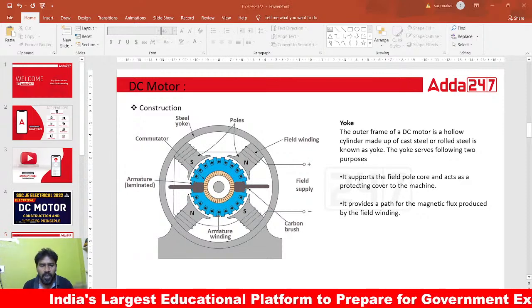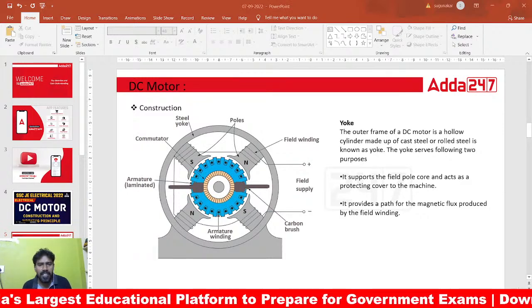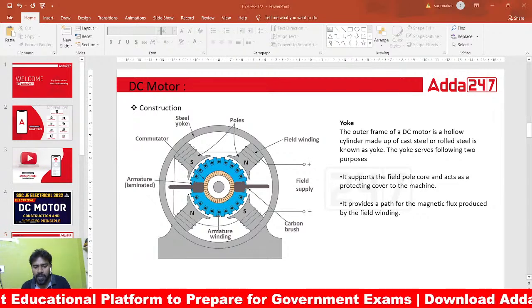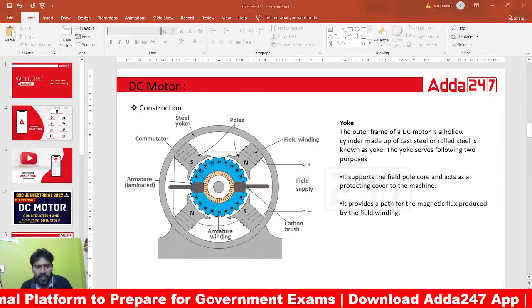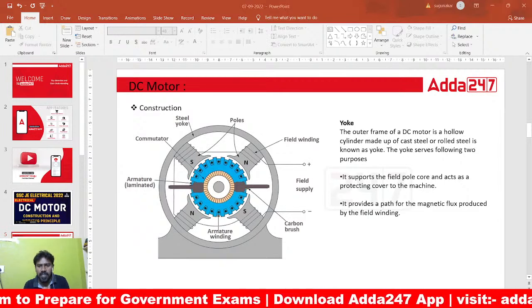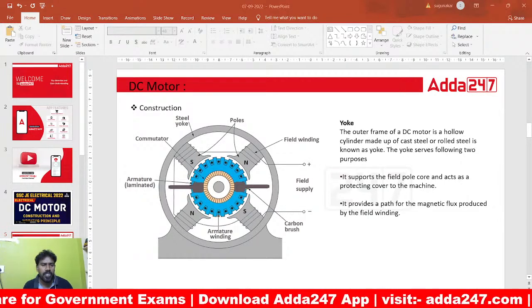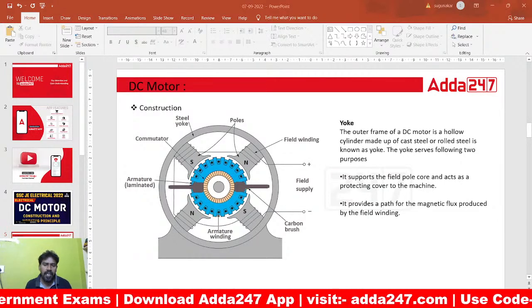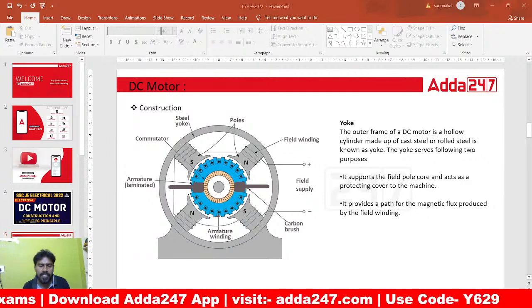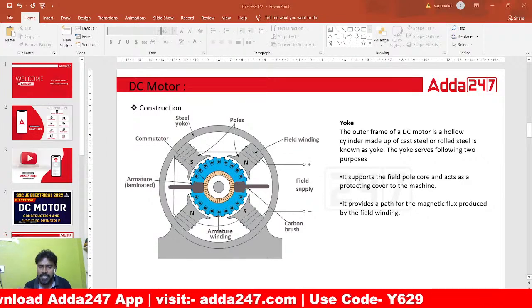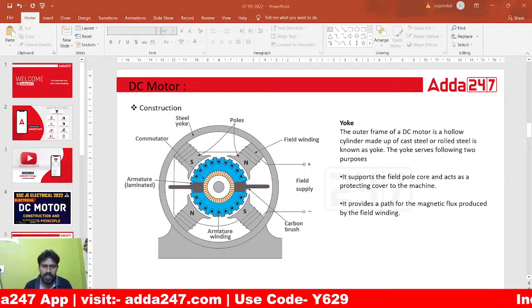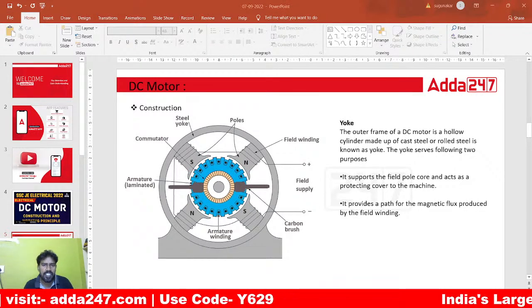I hope you all know about these DC motors. Our session today is just an introduction about the construction of the DC motor and working principle. How the DC motor is working, and what are the constructional parts of the DC motors. Now you can see this.